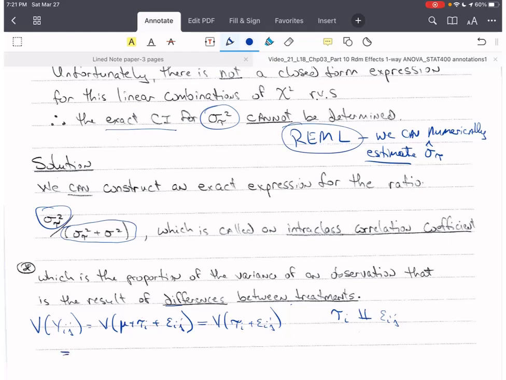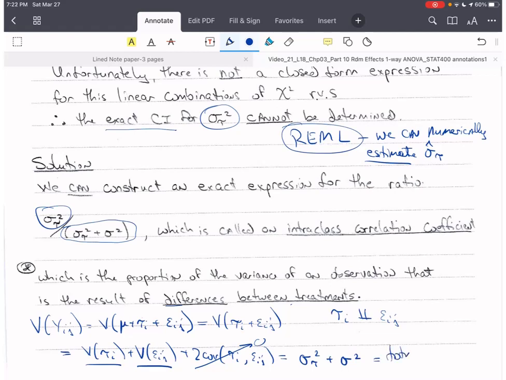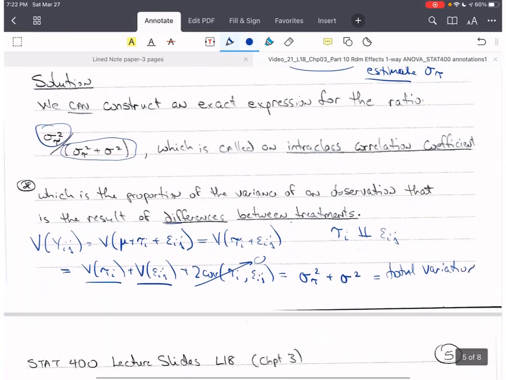That means that this variance is equal to the variance of tau i plus the variance of epsilon ij plus 2 times the covariance of tau i epsilon ij, but they are independent, so this covariance is 0. So this is simply the variance of tau i, which is sigma tau squared, plus the variance of epsilon ij, which is sigma squared. So this is the total variation in the model.